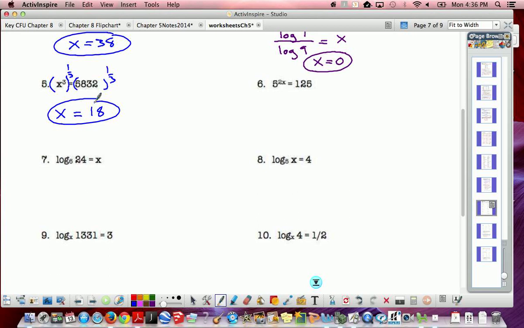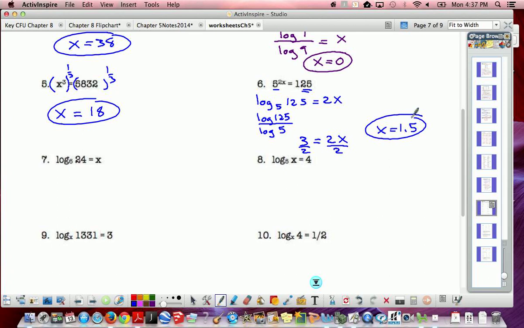5 to the 2x power equals 125. On this one, it's probably pretty good to write it in log form. My base is 5, my number is 125, equals 2x. So if I solve this one, log of 125 over log of 5, if you just trust me on this one, I know that this one is equal to 3, because 5 to what power is 125 is 3. Then I can divide both sides by 2. X ends up equaling, I'll put it as a decimal for you, 1.5.